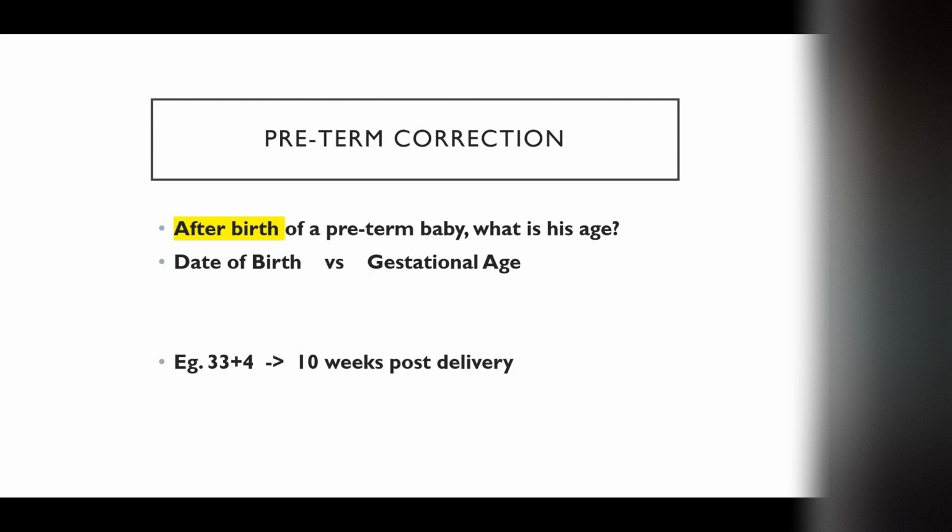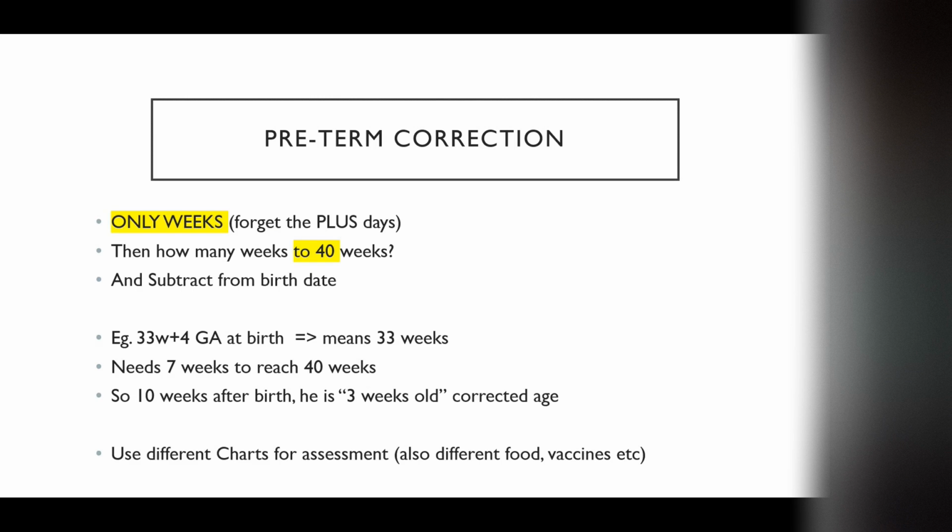So this is where our term corrected age comes in. We need to correct it. How to correct it? We take only the weeks, forget the plus days. So now we had 33 plus 4. Forget the plus 4, just take 33. Then how many weeks to 40 weeks? That's our normal pregnancy, 40 weeks. So that's 7 weeks to reach 40. Everyone with me? Okay. And then subtract from the birth date. So 10 weeks passed, but we have to remove the 7. So he's 3 weeks old, corrected age.